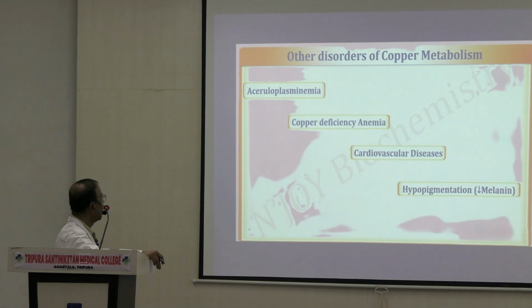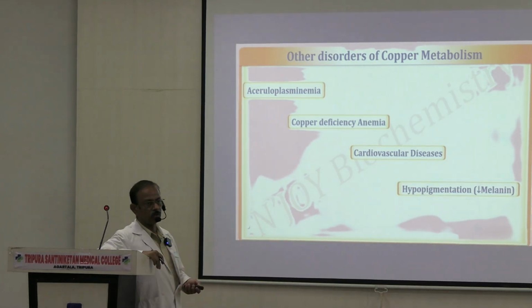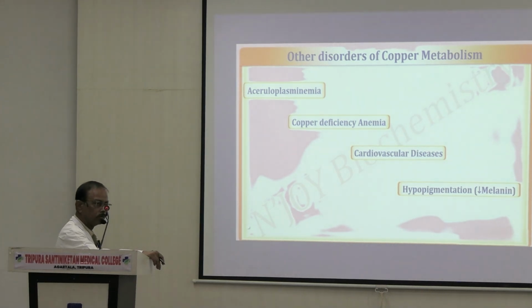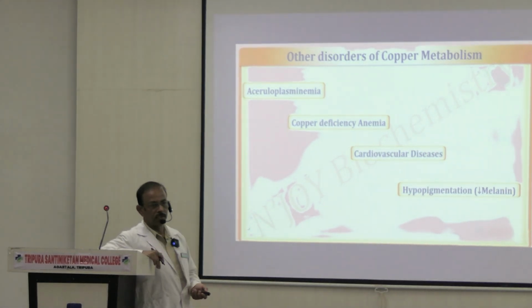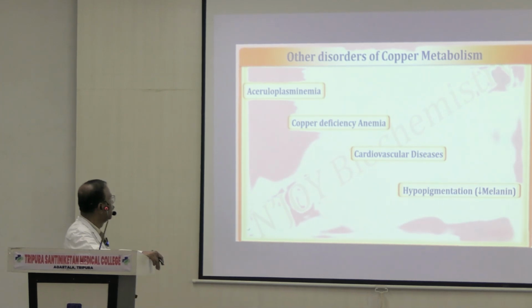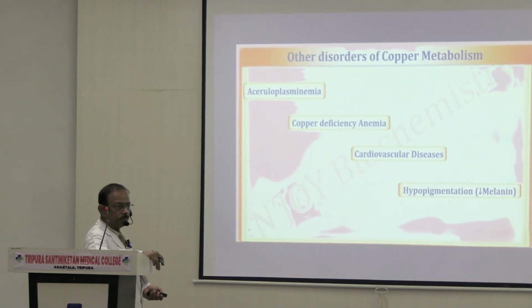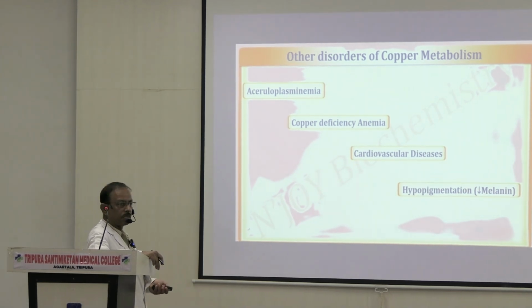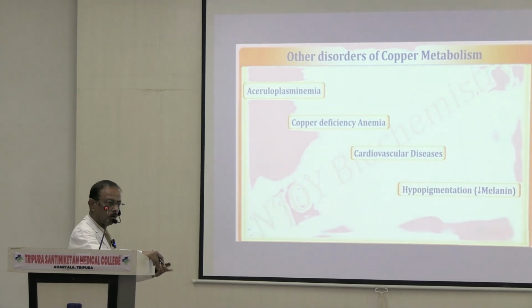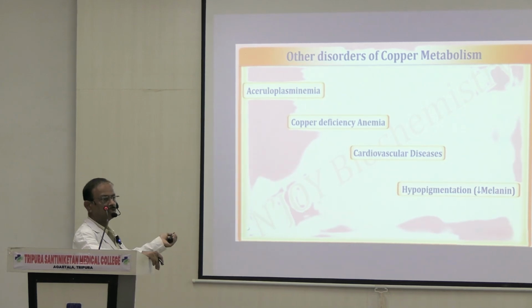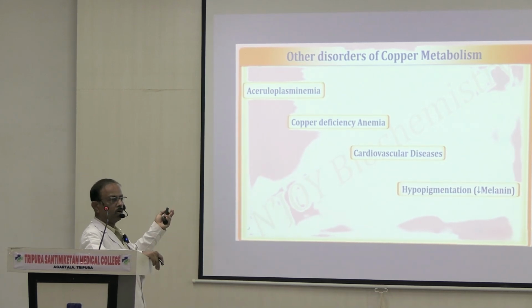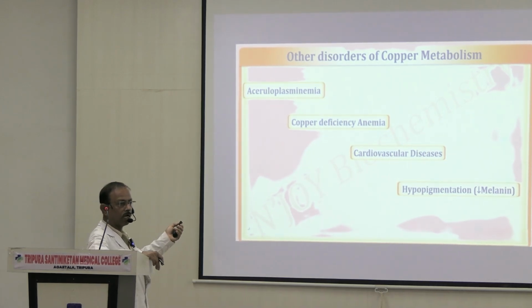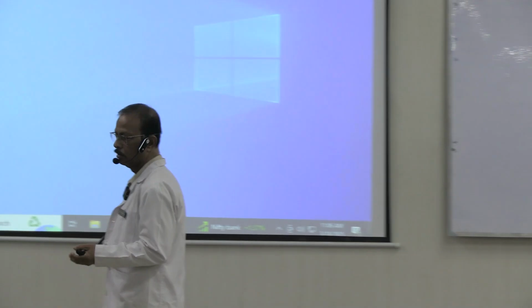Other disorders include aceruloplasminemia. If the ceruloplasmin level is low, then there will be less copper bioavailability, copper deficiency anemia, cardiovascular diseases, and hypopigmentation. These are all due to the enzymes which utilize copper as a cofactor or component.